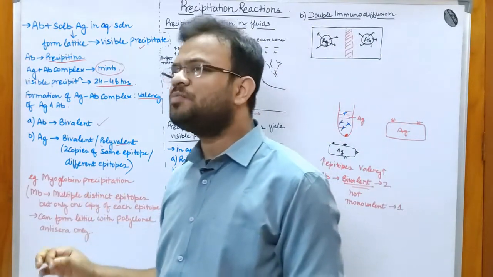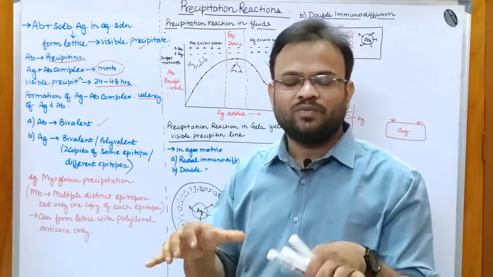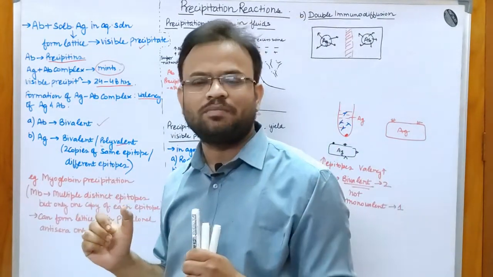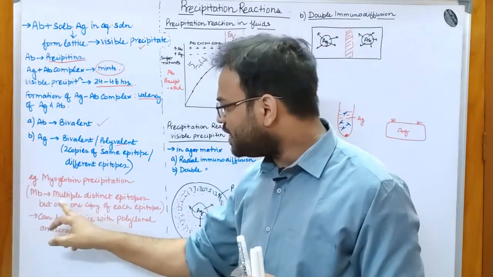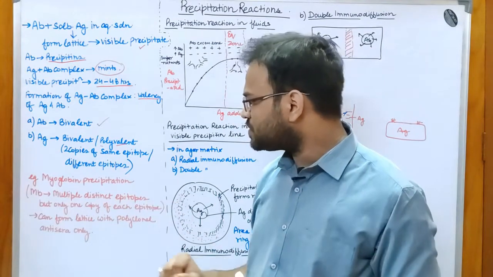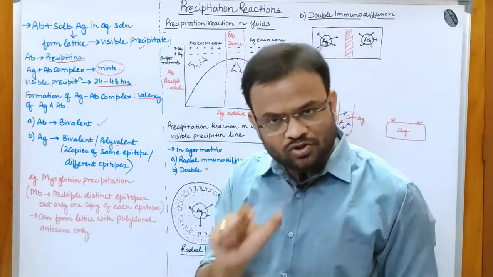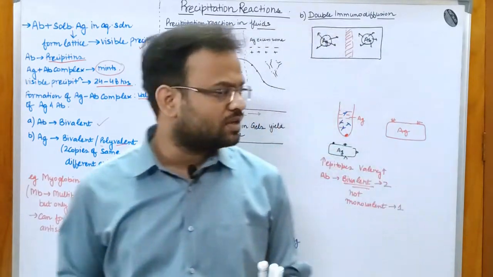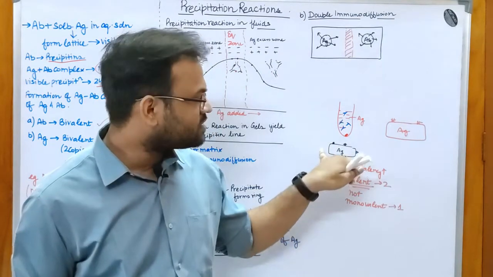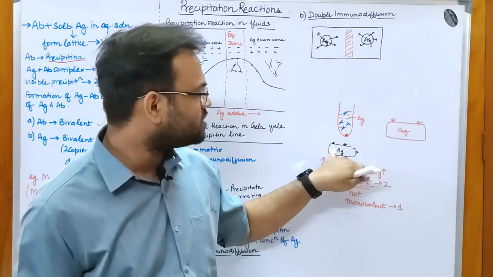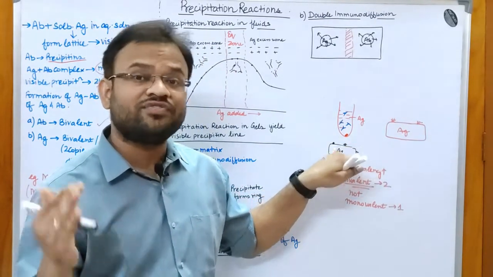When the scientists tried to precipitate myoglobin, it was found that myoglobin had multiple distinct epitopes, but only one copy of each epitope. This is a very important thing. So it had multiple distinct epitopes, and I've drawn it in this way. This can be one example of myoglobin, because it has multiple distinct epitopes.